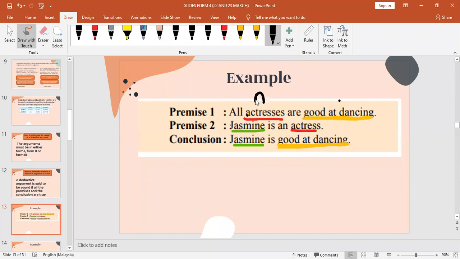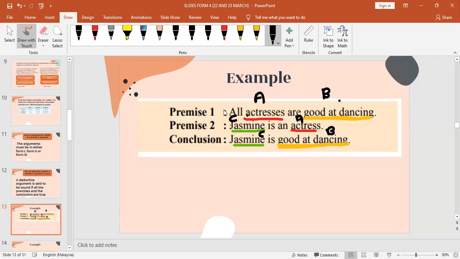Actresses is A. Good at dancing is B. So Jasmine is C. Actress tadi apa? A ke B? A. A, right? Jasmine? C. Good at dancing? B. Very good. Okay, so is this statement valid?